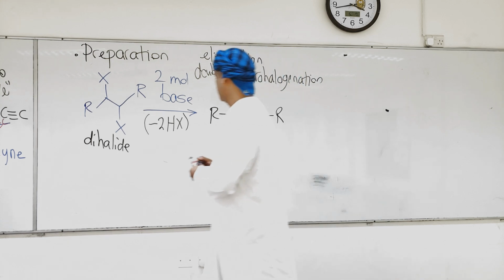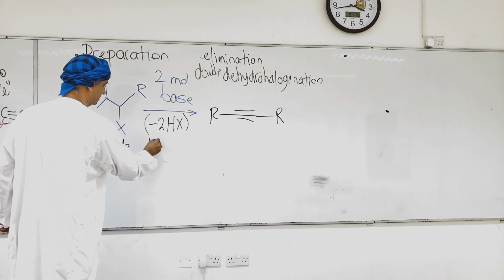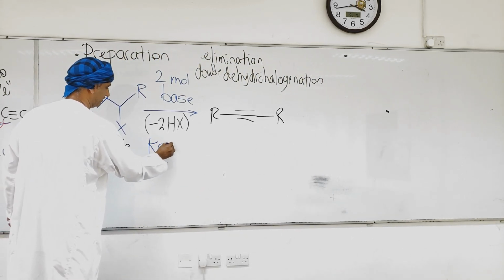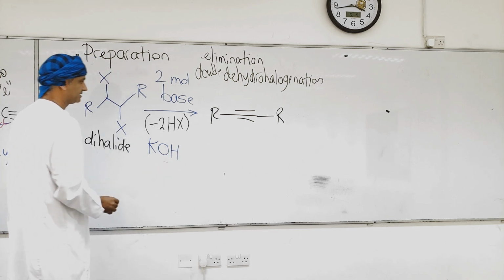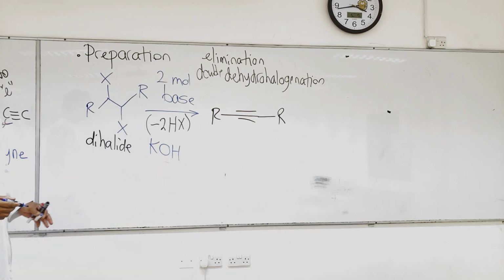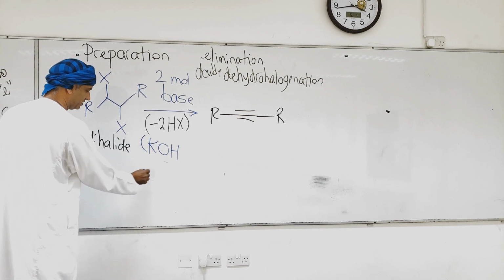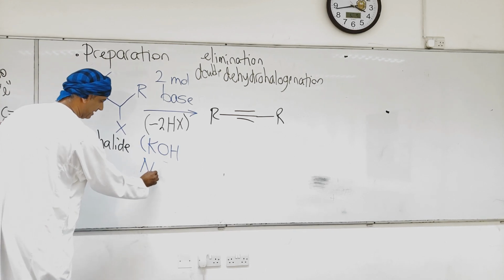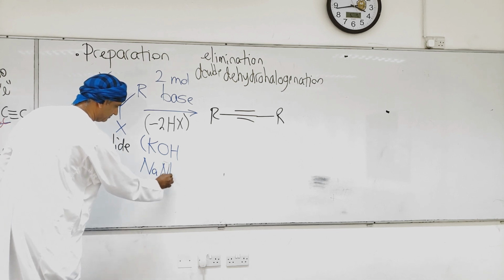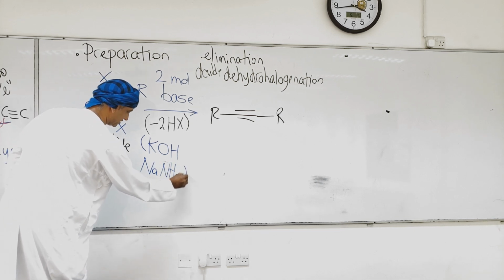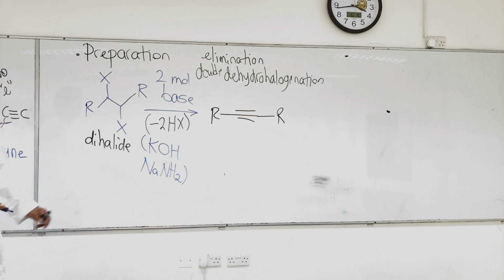Examples of a base, okay, potassium hydroxide could be used. Of course, this depends on the strength of the base, depending on the structure, obviously, but potassium hydroxide could be used. Also, sodium amide could be used as well. This is even a stronger base. Remember, this is the amide ion.